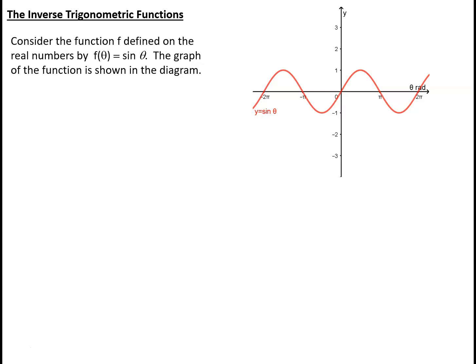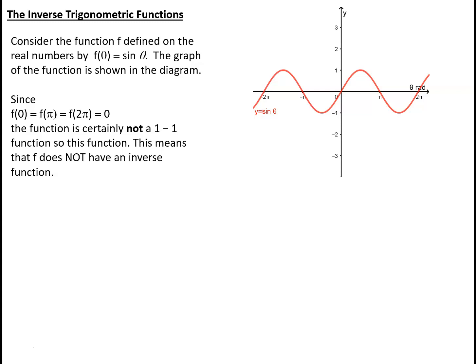Now, if we look at the function f defined by f of theta equals sine theta, we know what its graph looks like, and we've drawn it here, and we're assuming that we're using radians as our angle measurement at the moment. This is not a one-to-one function. For example, we can see that f of 0 is the same as f of pi, is the same as f of 2 pi, all of which are 0. This definitely means that the function f, defined by f of theta equals sine theta on all of the real numbers, does not have an inverse function.